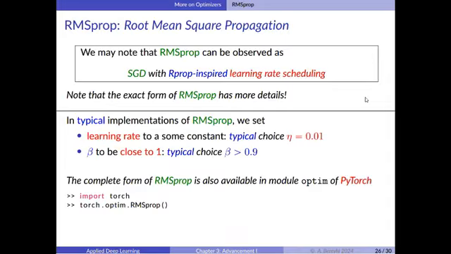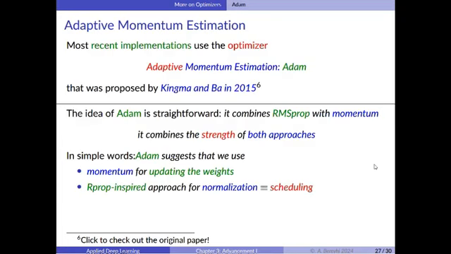The typical choice for beta is usually something near 1, for example 0.9.